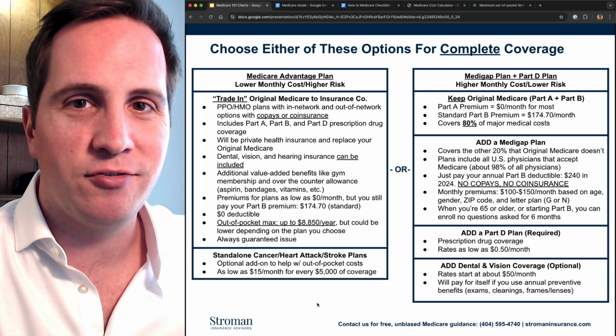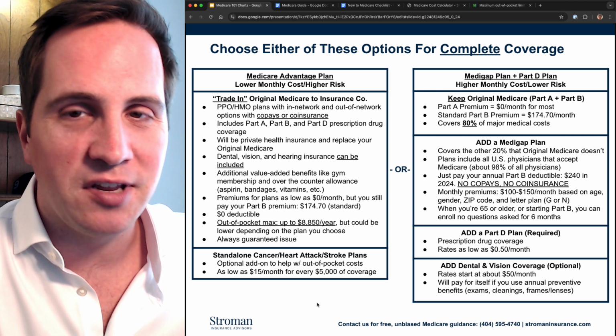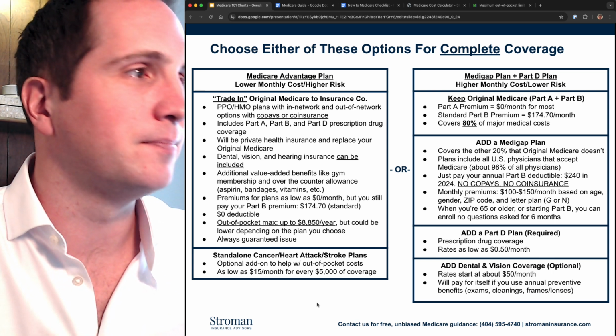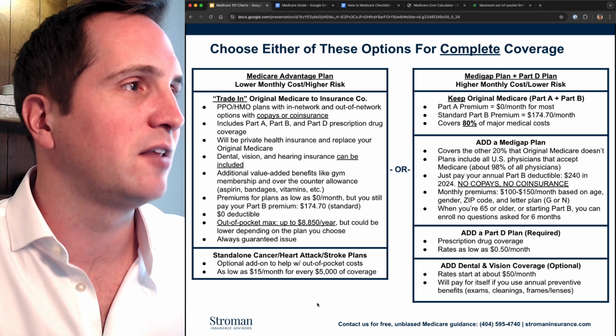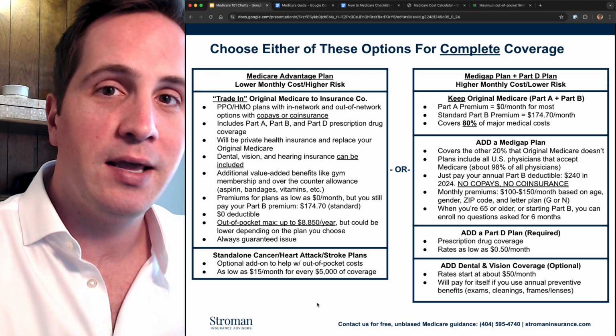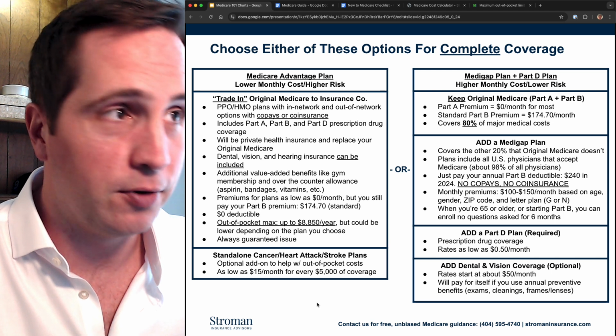Again, it's just a naming convention. It doesn't really mean that you have to have C next after A or B. It's just how the plan designers came up with names. It doesn't always make sense. But Medicare Advantage is your first option. Your second option is a Medigap plan with a Part D plan added to it.